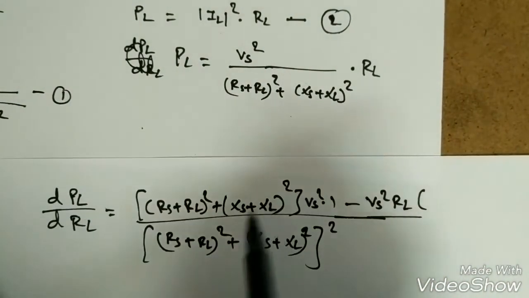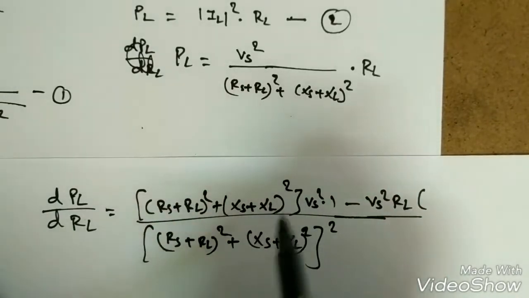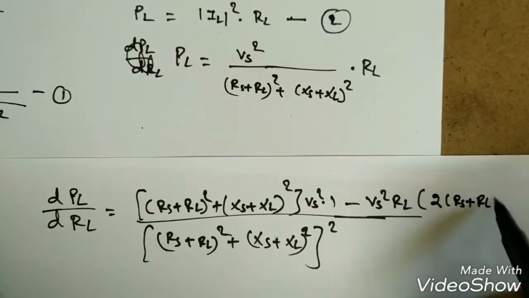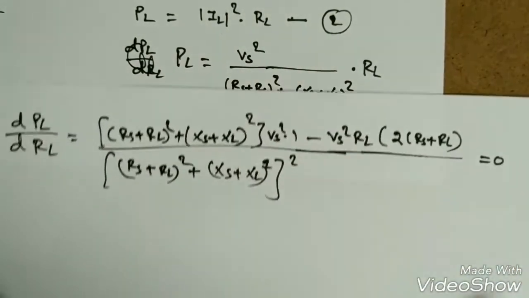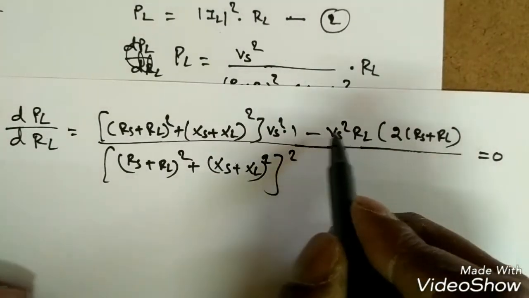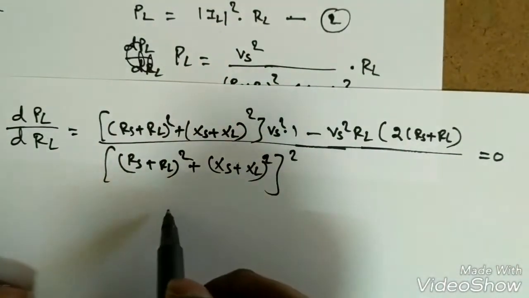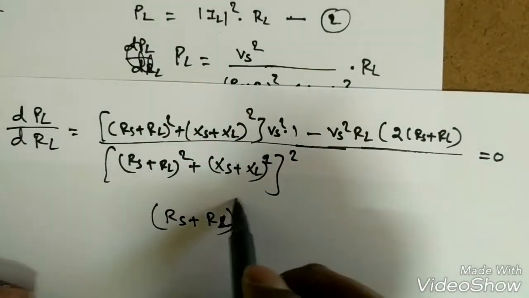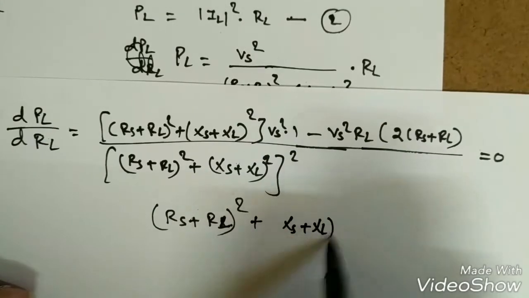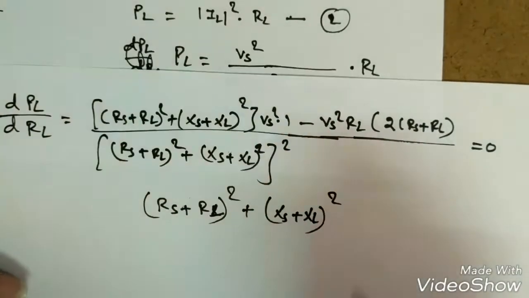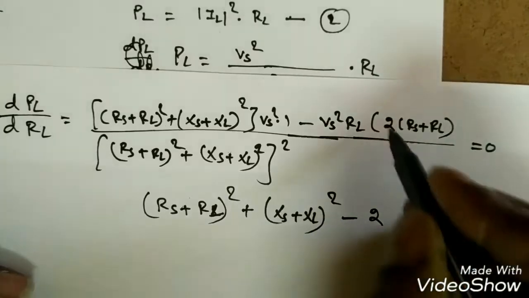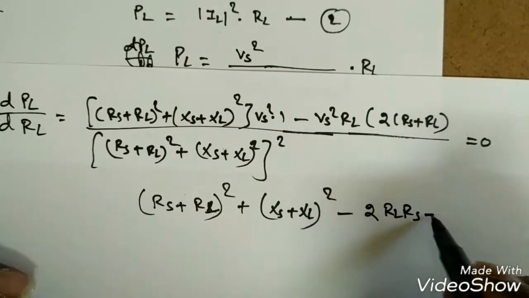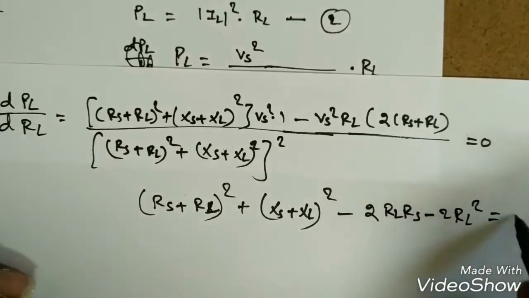So here if you see, Xs plus XL is the fixed one, so it will be constant, so it will be 0, so it will become 2 into Rs plus RL, which is equal to 0. So I'm going directly: Vs square cannot be 0, so the remaining term will be 0, that is Rs plus RL whole square plus Xs plus XL whole square minus, if I multiply, 2 into RL into Rs minus 2 RL square equal to 0.